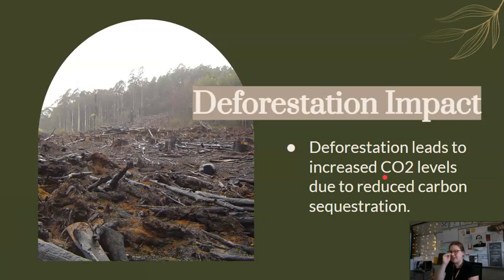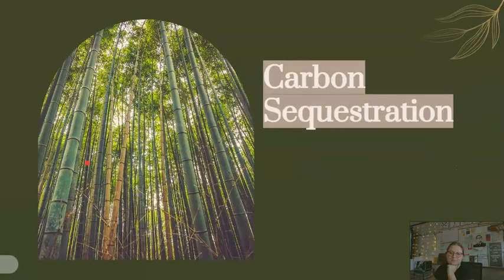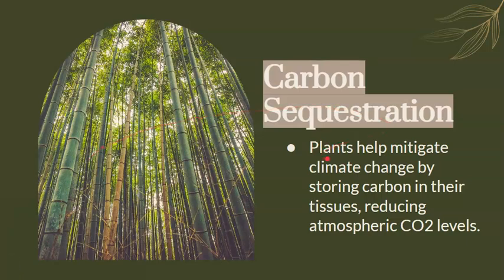All right, deforestation impact. Deforestation is deforesting an area, cutting down all the trees. Deforestation leads to increased CO2 levels due to reduced carbon sequestration. I always struggle with that word. When trees are alive, like these guys over there, they are photosynthesizing, creating new cells, and storing carbon. When they are cut down and dead, they cannot do that. So it means more CO2 is going to be released and less is going to be absorbed. For carbon sequestration, plants help mitigate climate change by storing carbon in their tissues, reducing atmospheric CO2 levels.